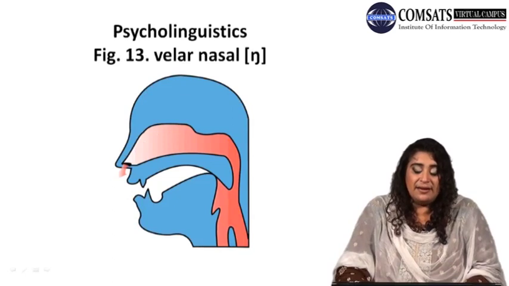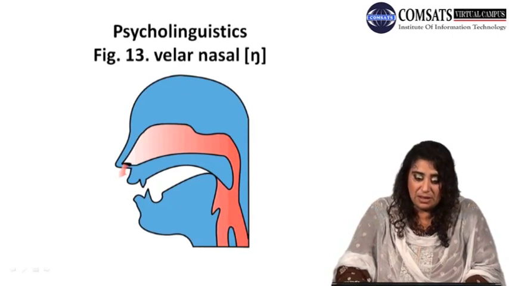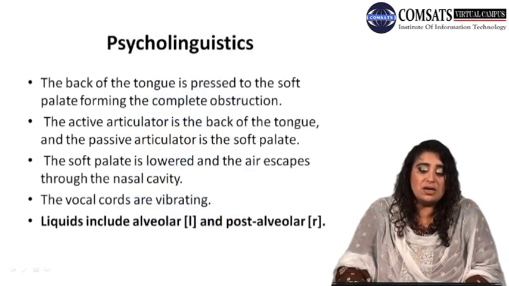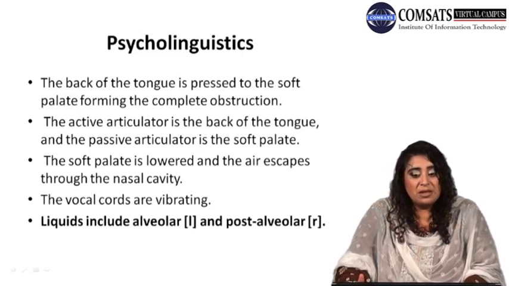You can see in the diagram that in the velar nasal, it shows how the air is escaping the nasal cavity. Now the back of the tongue is pressed to the soft palate, forming the complete obstruction. So back of the tongue जो है वो press हो रहा है soft palate को, forming the complete obstruction. आपका complete obstruction को form कर रहा है वो.